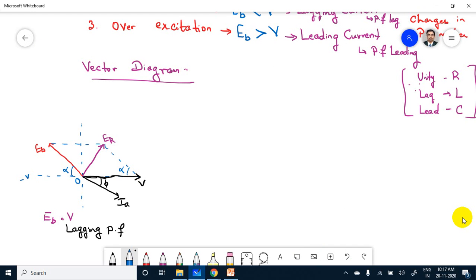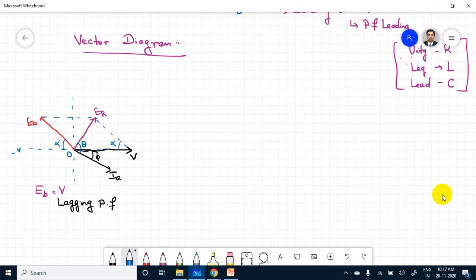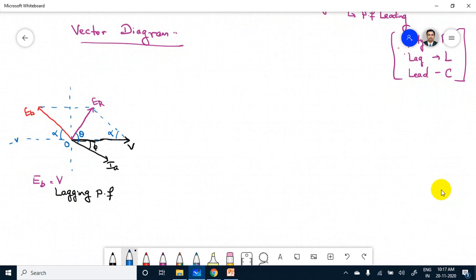The angle between ER and IA will be theta. Okay, this is my figure 1. This is one of the 10-mark questions in your examinations. This is figure 1, for when EB equal to V. EB equal to V means it will be a normal excitation. This is normal excitation.